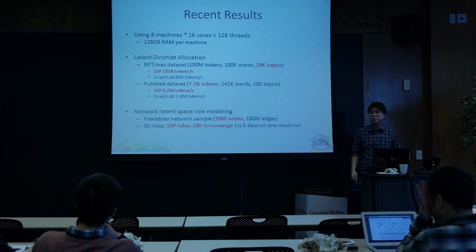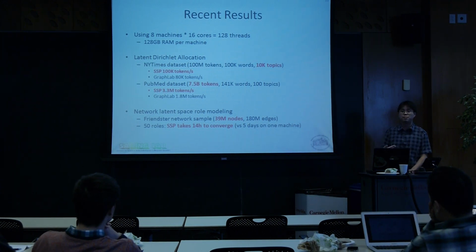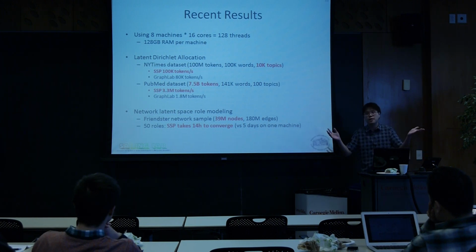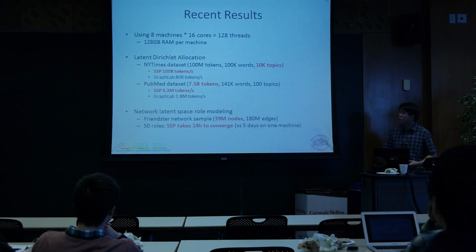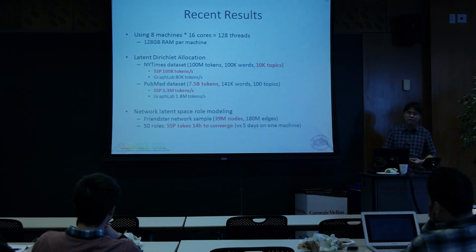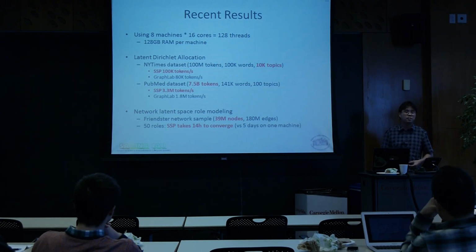And just as a plug for my other research, my actual thesis research, I do some network latent space modeling where I try to make algorithms that decompose a social network into latent roles or communities. Recently I've been running it on a sample that's about 40 million nodes and 180 million edges. With about 50 communities of roles, it takes about 14 hours to converge versus 5 days on one machine. So these are the problem scales we've been toying around with last year.